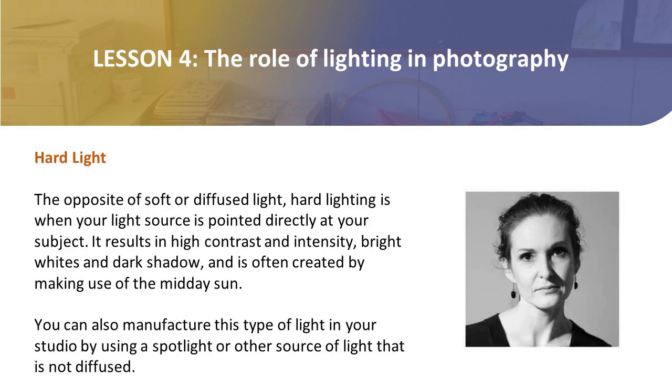Of course, on the contrary, we have hard light, which is the opposite of soft or diffused light. Hard lighting is when your light source is pointed directly at your subject. It results in high contrast and intensity, bright whites and dark shadows, and is often created by making use of the midday sun. You can also manufacture this type of light in your studio by using a spotlight or other source of light that is not diffused.